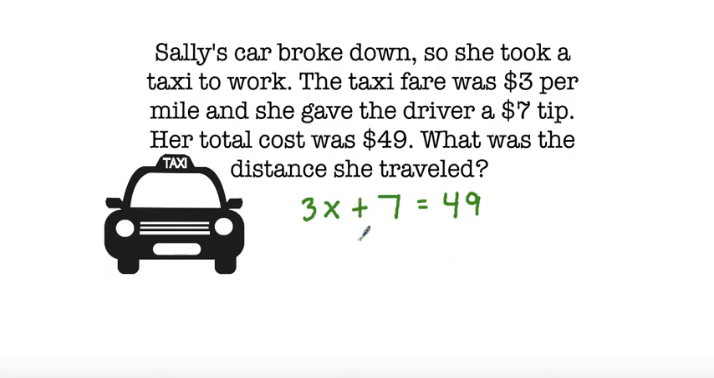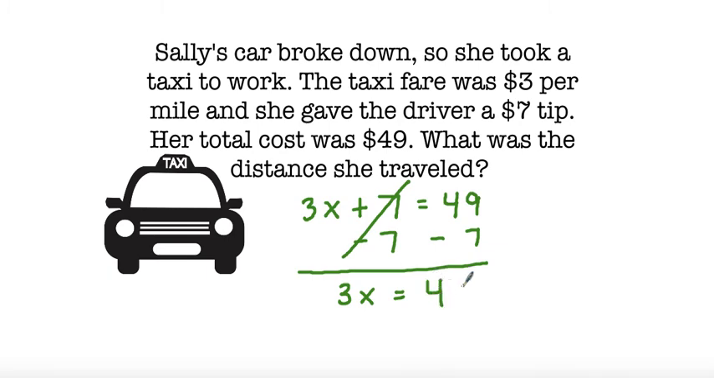And we're going to subtract by 7 on both sides because we want to know what x is by itself. So we're going to subtract by 7. Since this is a 0 pair, subtract by 7. So now we know that on the left side we only have 3x left over, and 49 minus 7 is equal to 42. So 3 times the number of miles is equal to 42.